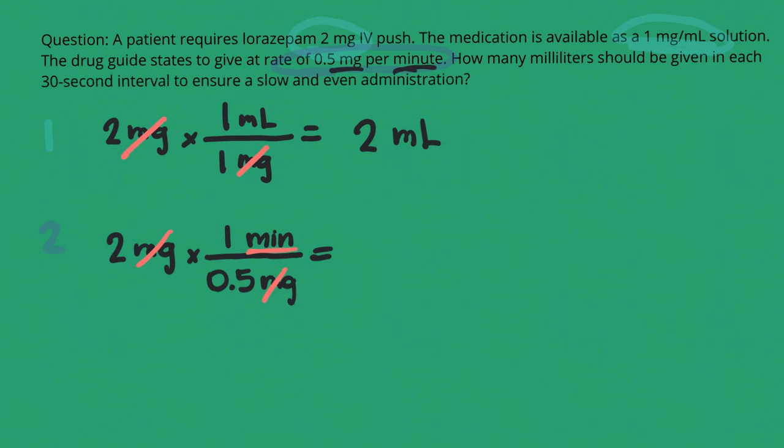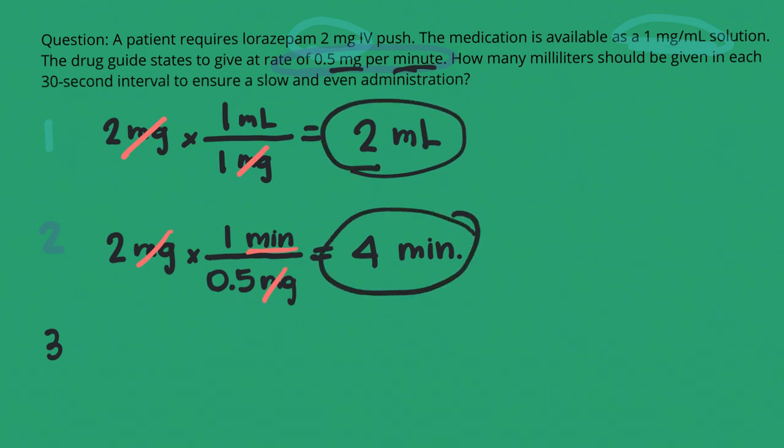So 2 times 1 is 2. Divide that by 0.5, and you're left with 4 minutes total to give this 2 milliliters that's in your syringe. So step 3 now, we are on to our intervals. Remember, we take the total volume over the total time.